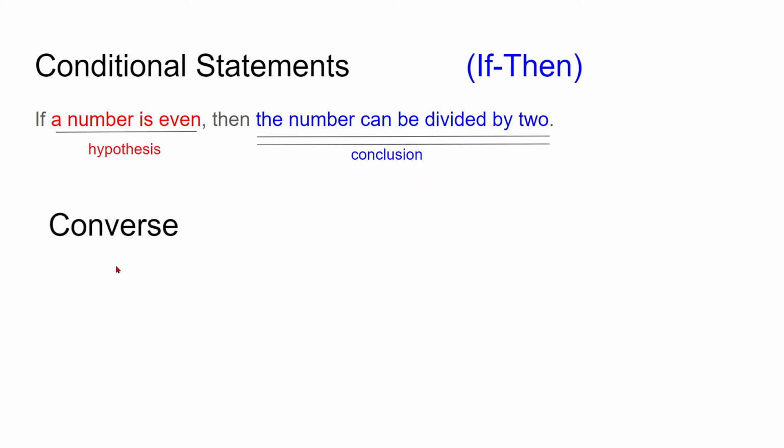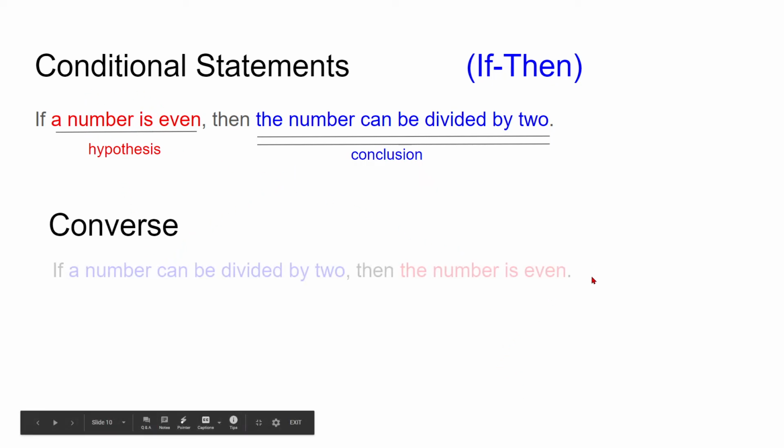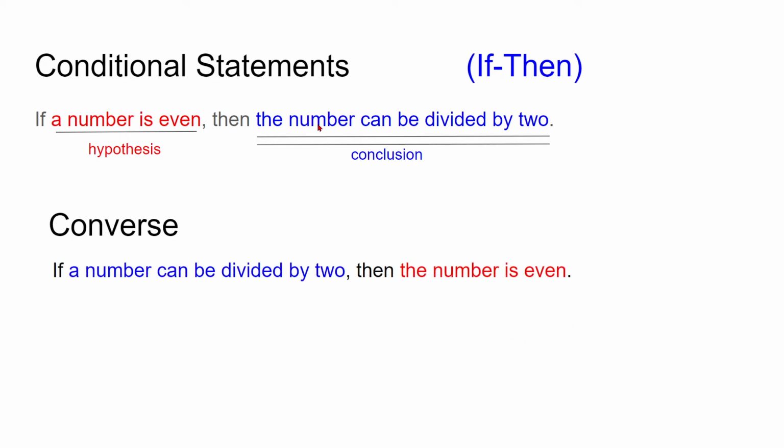And then we have our converse. Converse, remember, that's like the shoes on the wrong foot. So a converse is going to get this conclusion and make it a hypothesis. It's going to get this hypothesis and make it the conclusion. So the part about the number being divided by 2, it's over here now in the hypothesis. The part about a number being even, that became the conclusion. So you get the original conditional statement and then you put the shoe on the wrong foot. You flip it around. So they trade places. The hypothesis and conclusion trade places. That's how you write a converse.